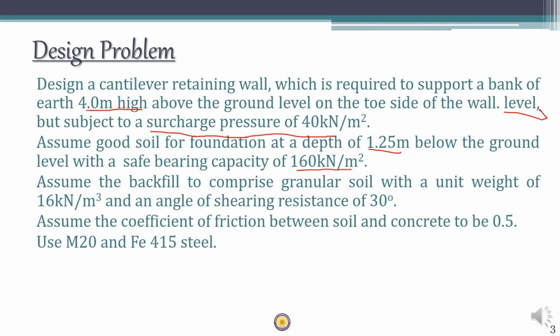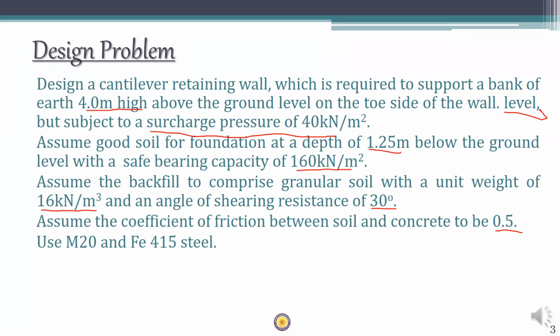and other details are also given, such as the unit weight of soil is 16 kN per meter cube and the angle of shearing resistance phi is 30 degrees. The coefficient of friction mu is also given as 0.5, and they have suggested to use M20 and Fe415 steel for design. One more thing to note here is that in this question the foundation depth is already given as 1.25. However, in some questions the foundation depth will not be given.